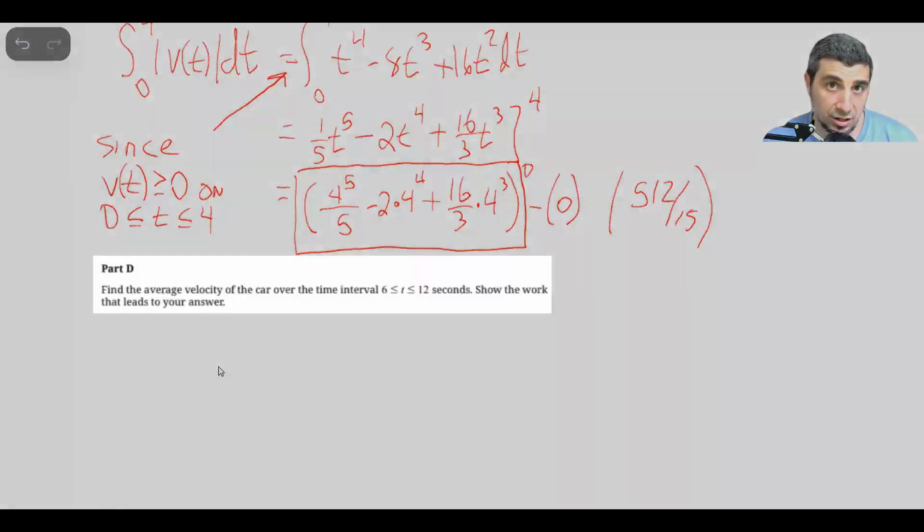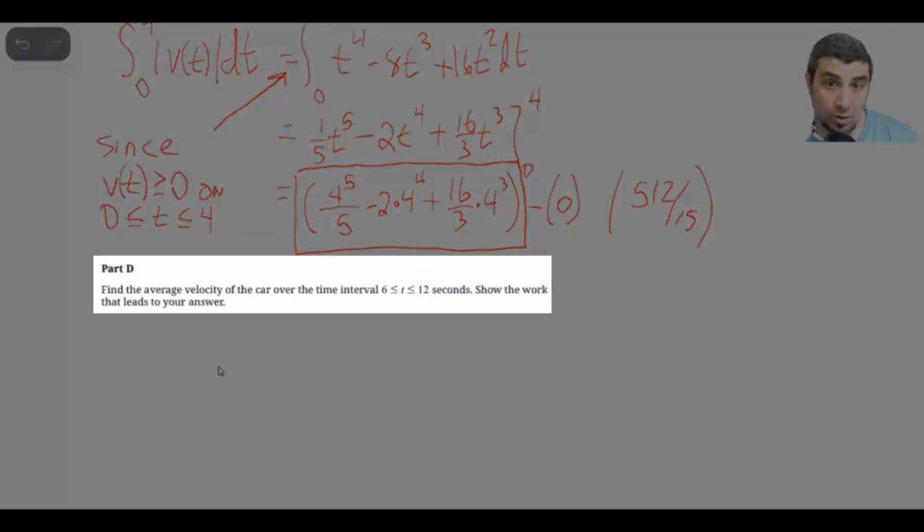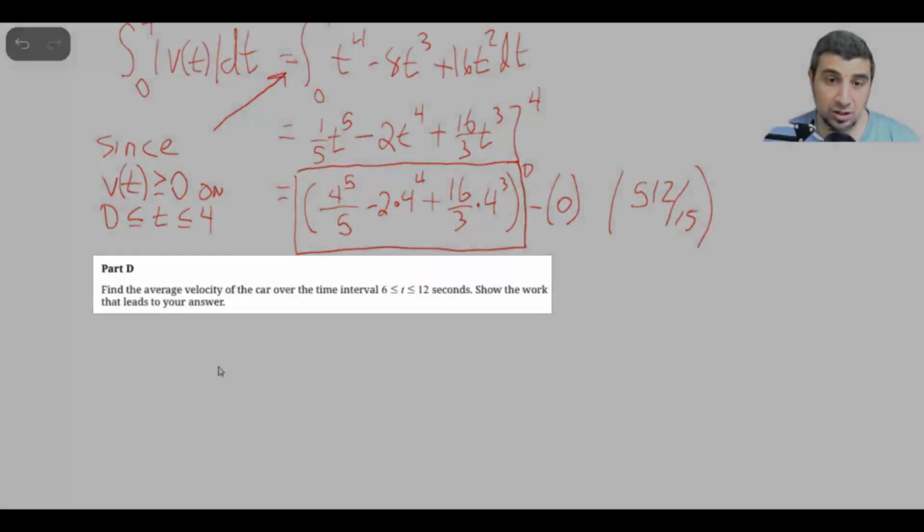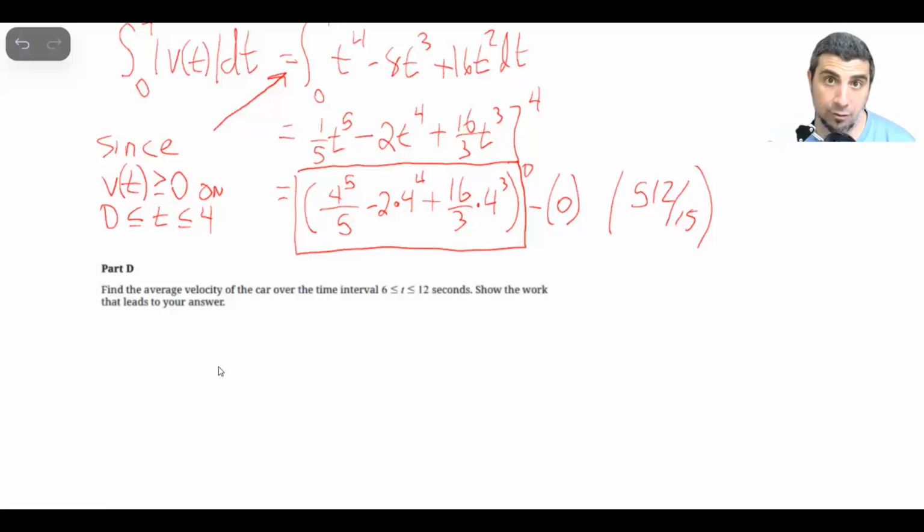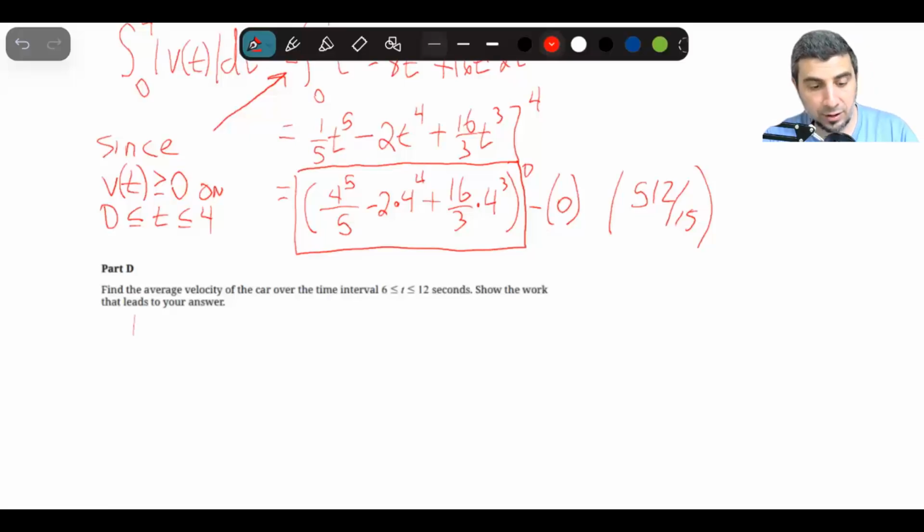Part D asks us to figure out the average value of the velocity from 6 to 12. So we're going to use that average value formula. The average value formula is 1 over b minus a times the integral from a to b of f of x dx. You don't have to write that down. I'm just showing that to you. So in this context, we're going to use the velocity function.